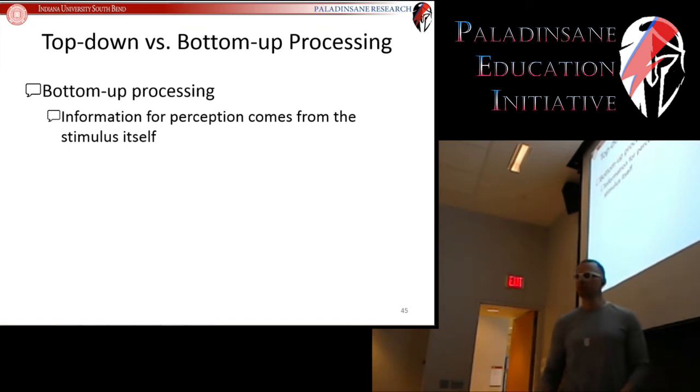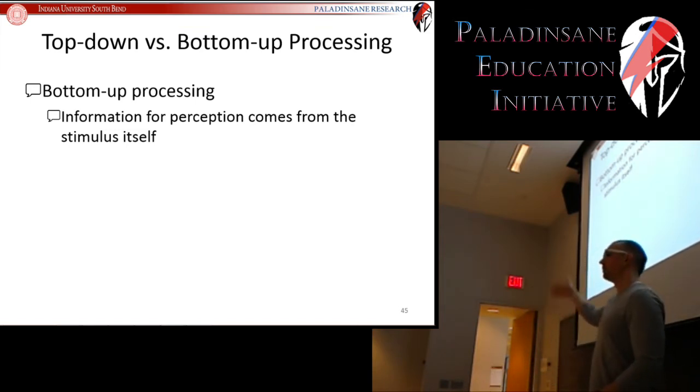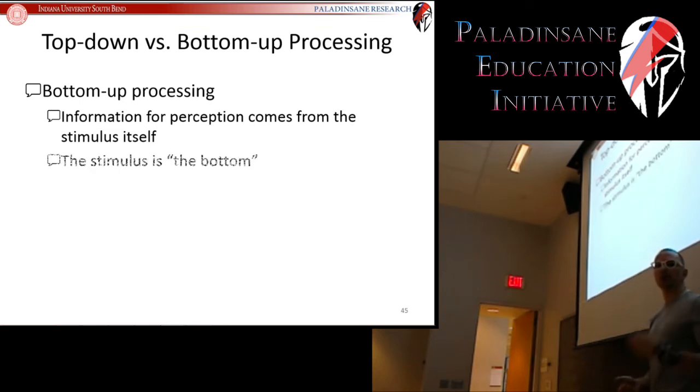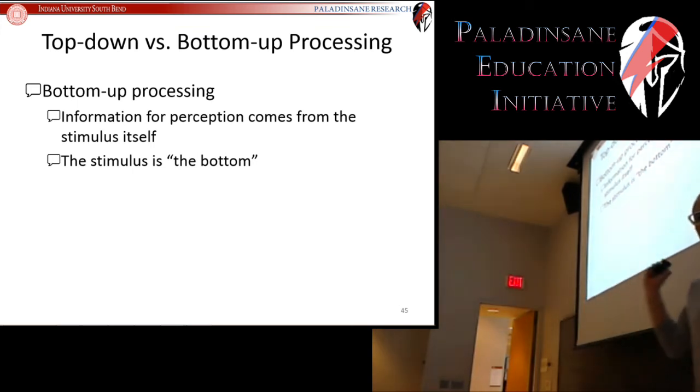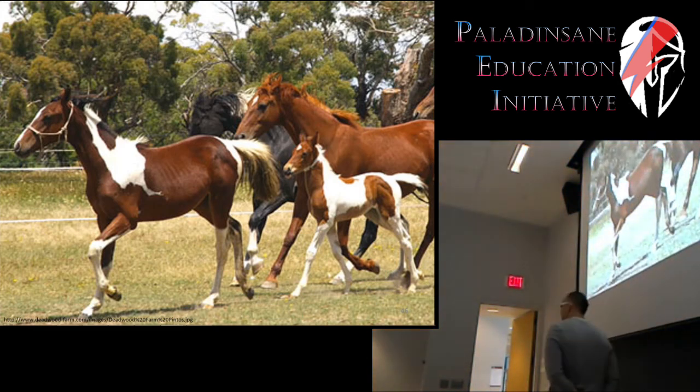So bottom-up processing is the idea that information for perception comes from the stimulus itself. The stimulus itself is the source of the information and is the predominant place of the information that is used in your eventual experience, your eventual perception. So the stimulus, in this case, is considered the bottom. Bottom-up means you start at the bottom, which is the stimulus, and your processing moves on up until you have your experience. And that's bottom-up perception.